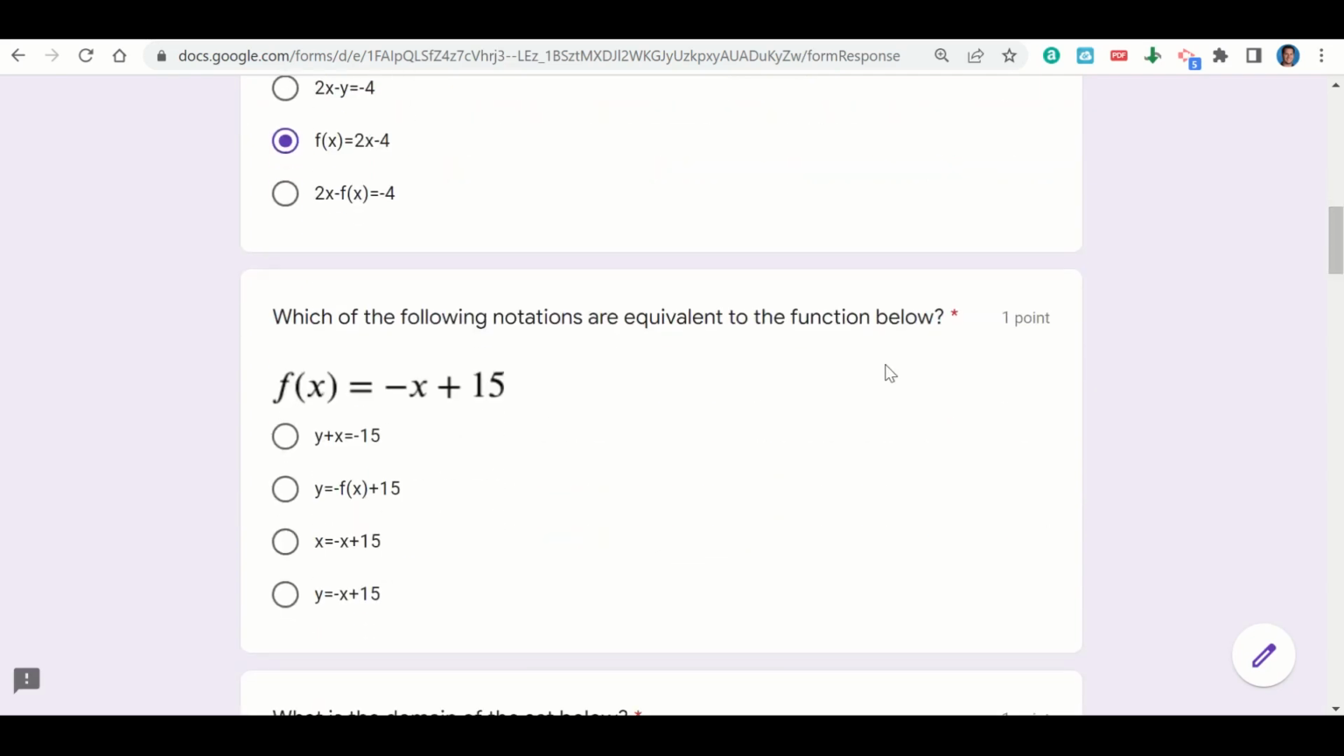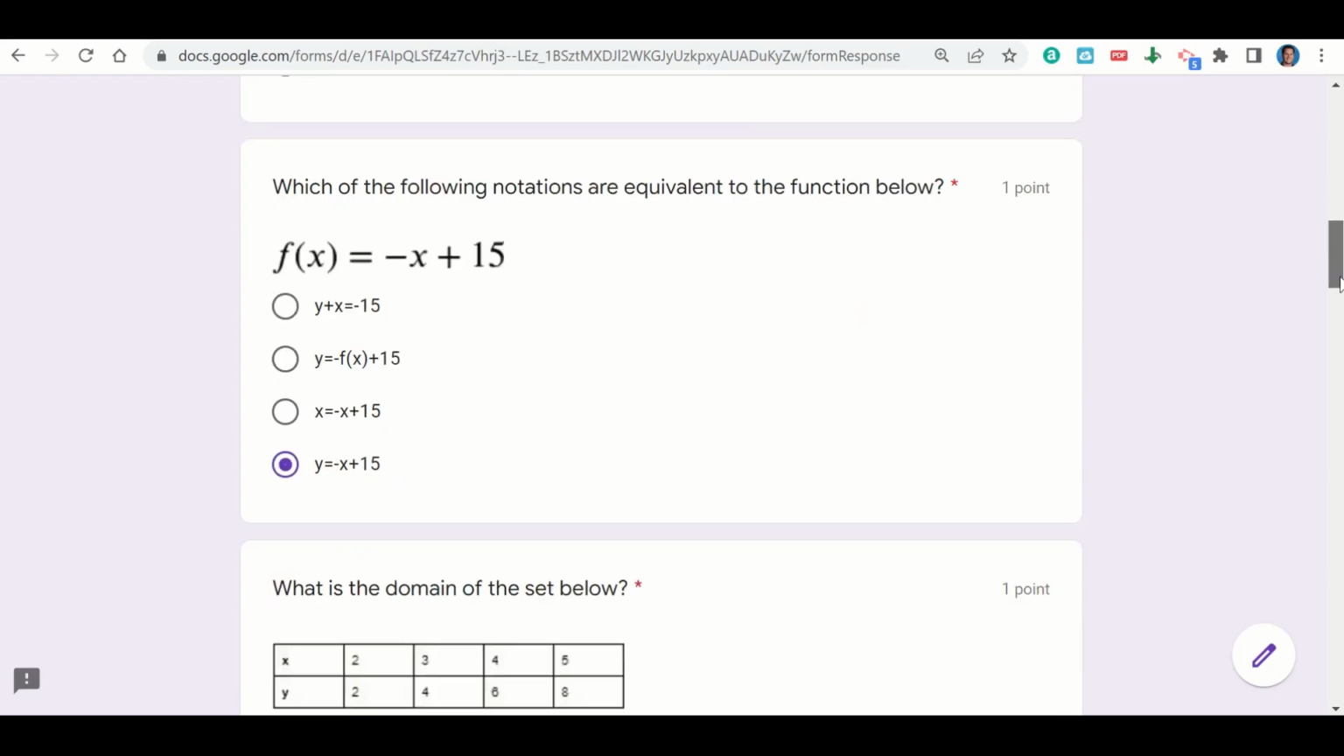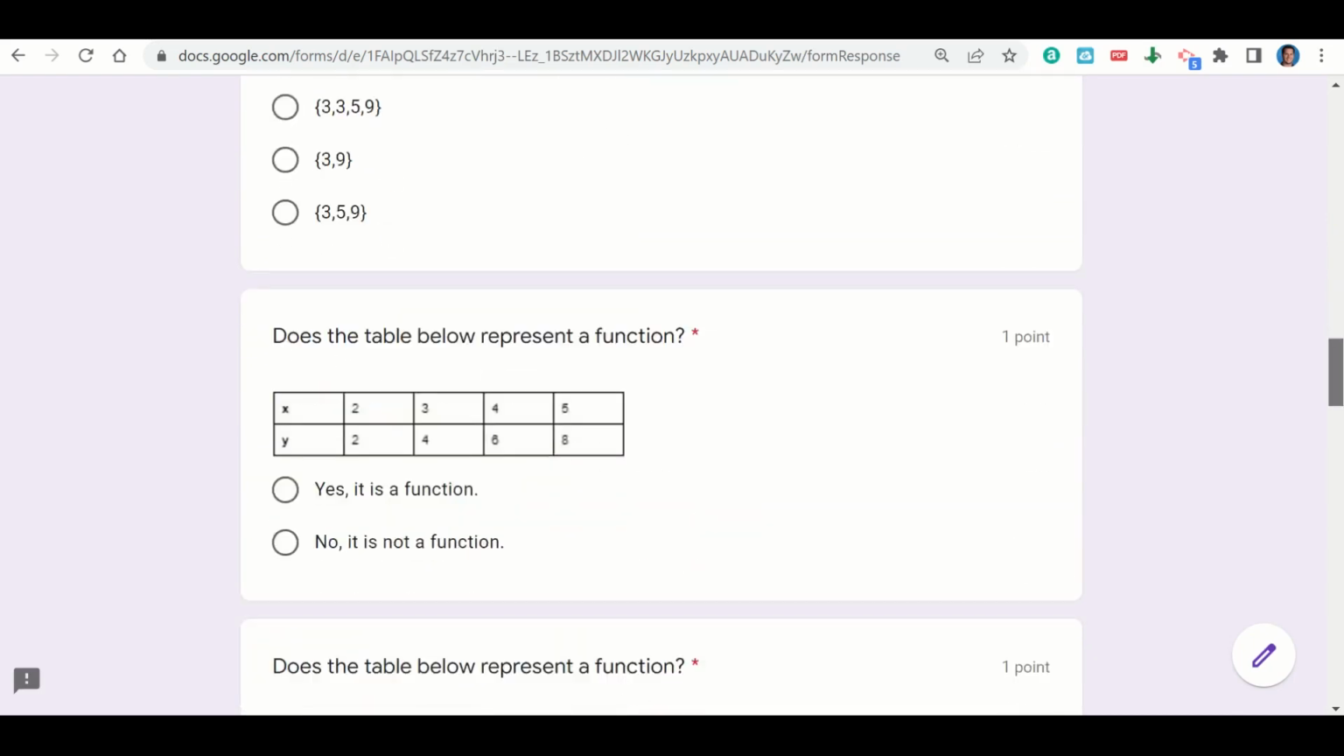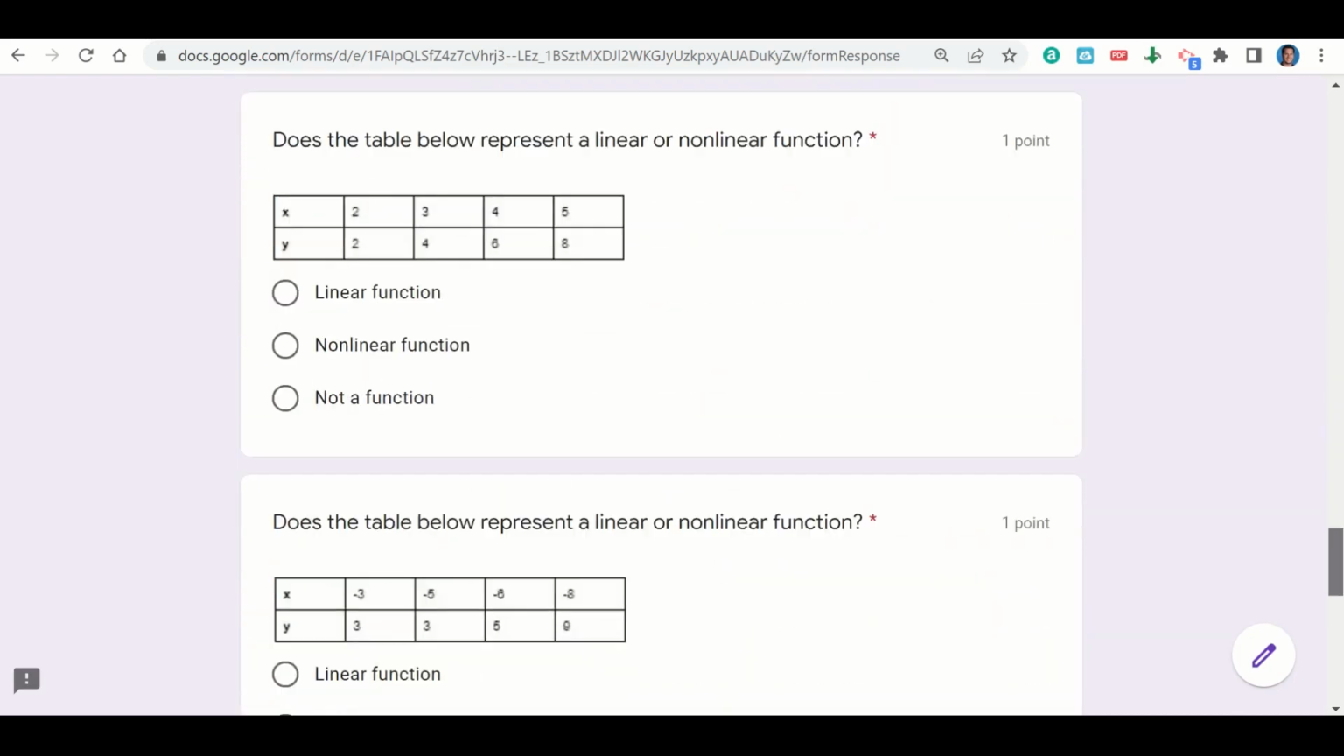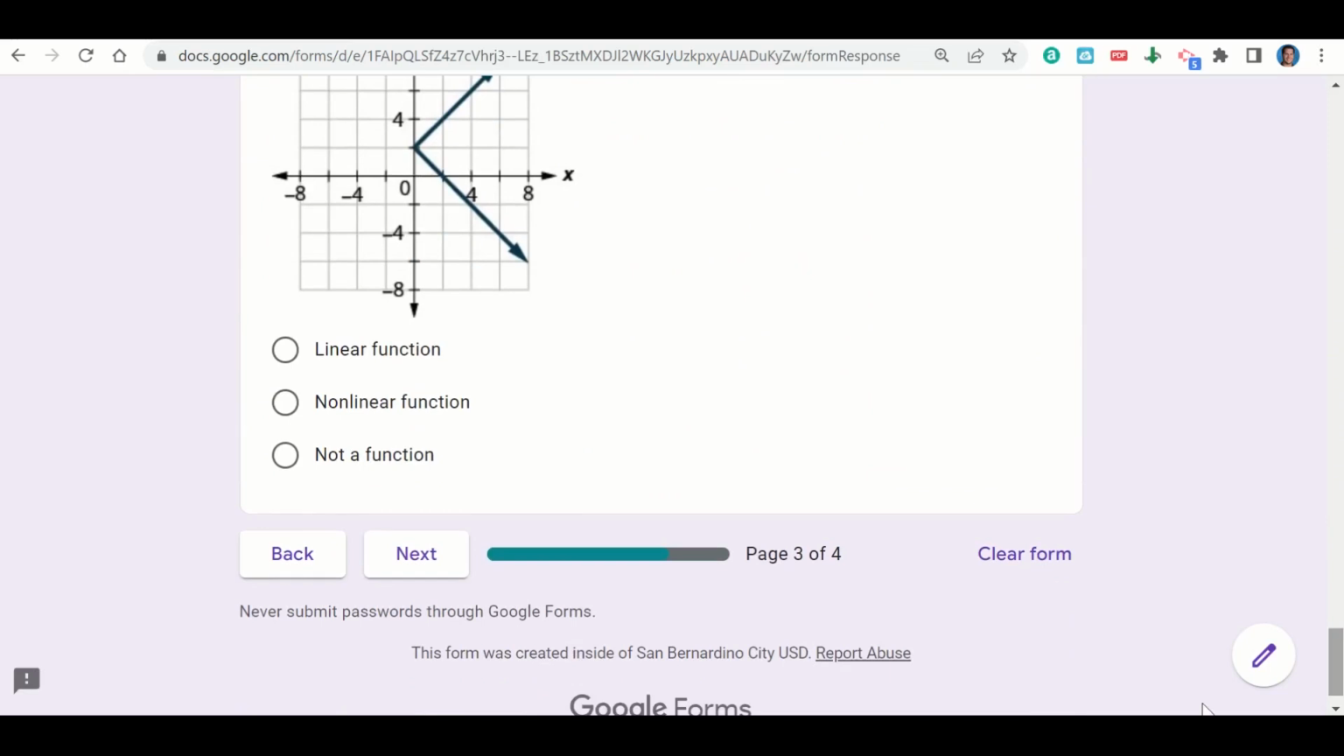Then we move on to the next one. Which of the following notations are equivalent to the function below? Well, we have f of x is equal to negative x plus 15. Again, y and f of x mean the same thing, so we're just going to change f of x to be y. So it should say y equals negative x plus 15, which is this one here. And you'll continue to answer each of these questions all the way until you get to the bottom of the page. Once you get to the bottom of the page, you're going to go ahead and click Next.